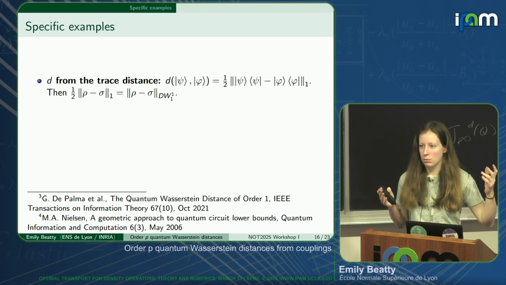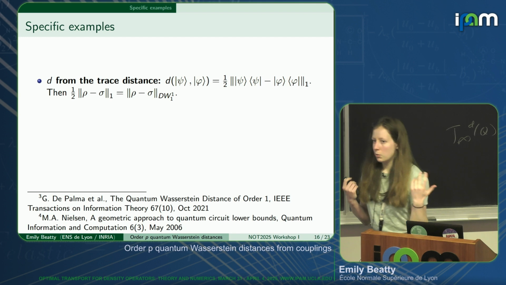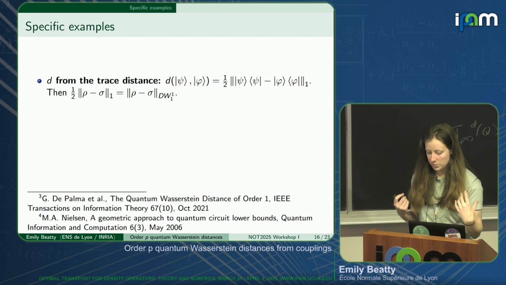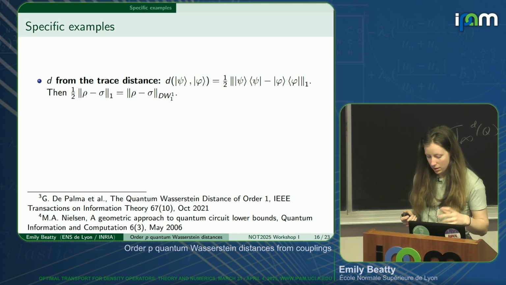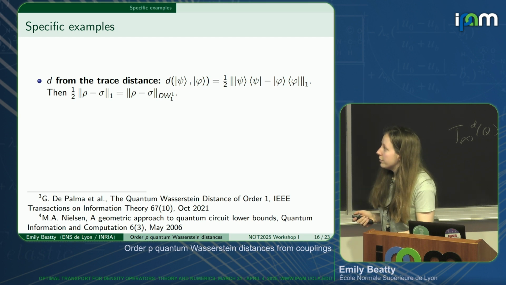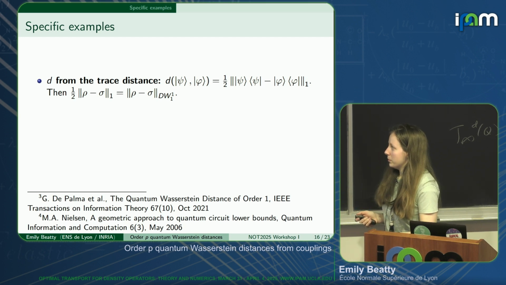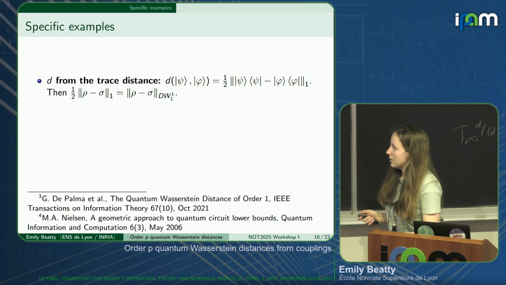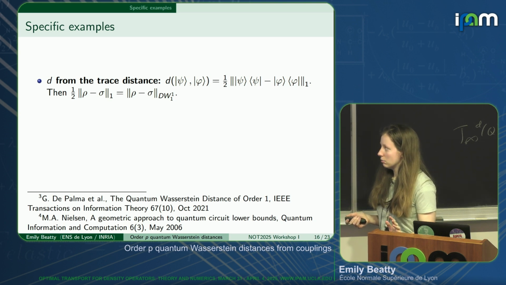So I've talked a lot in generality. What does this look like when you look at specific examples in practice? The simplest example to look at is what happens when you take the distance D to be the trace distance between pure states. Do we recover the trace distance in this case? For the double dual norm, yes.